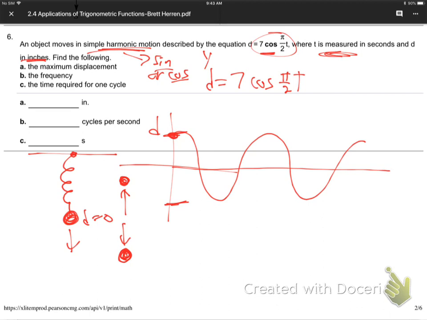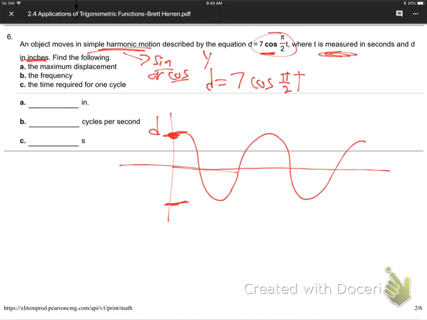Is displacement always going to be positive? Displacement can be positive and negative, notice, because this could be negative there. So displacement is positive and negative, above the middle and below the middle. Same thing for a piston firing in an engine, when the spark plug fires, above and below the middle.